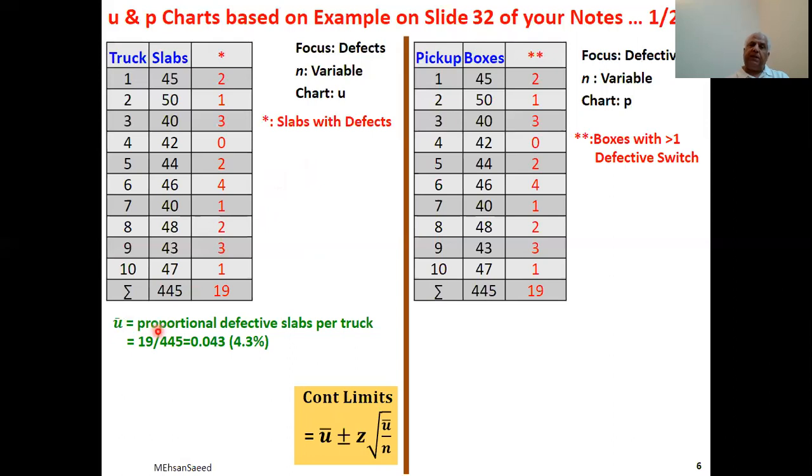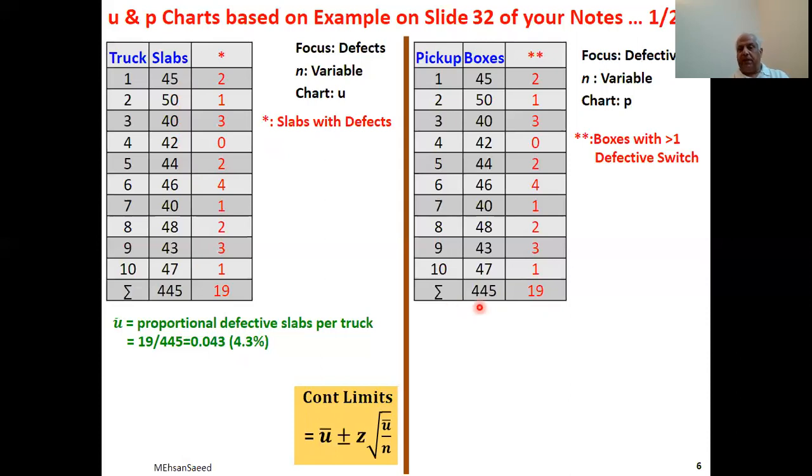Again, if we are happy with this choice of ours as the center line, then we can work out a formula, and the formula that is given for limits of this chart is more or less same as the C chart. Instead of C bar, we have a U bar here, but under the root, we divide it by N. Over there, it was simply C bar. Now, with the arrival of N here, which N to take? 45, 50, 40, 42, or what? So that leads to another problem.